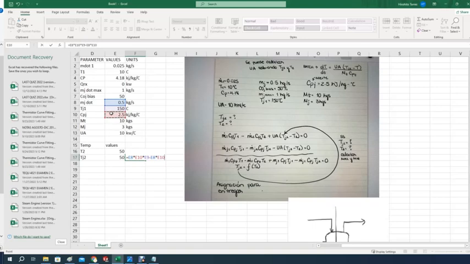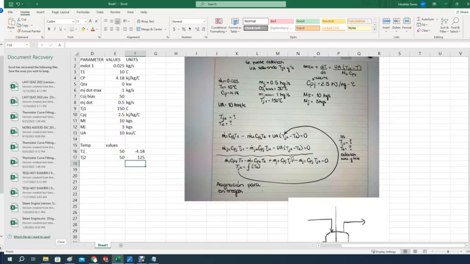CPJ times, careful here, TJ2, that's this temperature, the exit temperature, minus, we are removing heat from the jacket, UA, which is this value here, times, here we go, TJ2, what is TJ2? That would be this value here, minus TJ, where we are, here, minus T2. All right, close, and enter. So we got those two values.